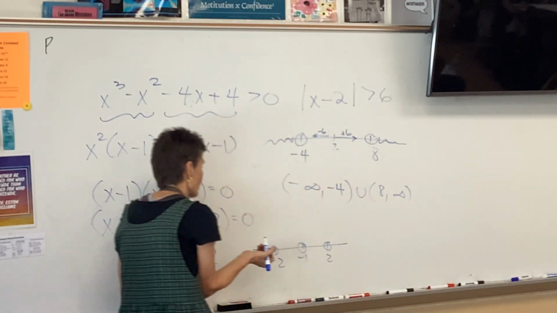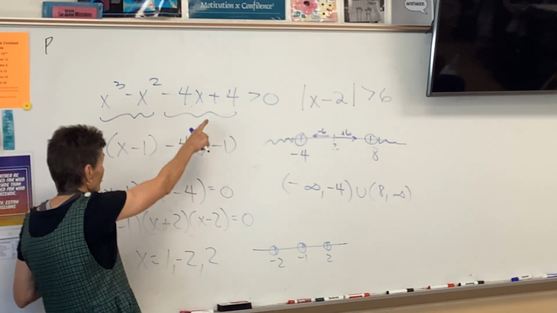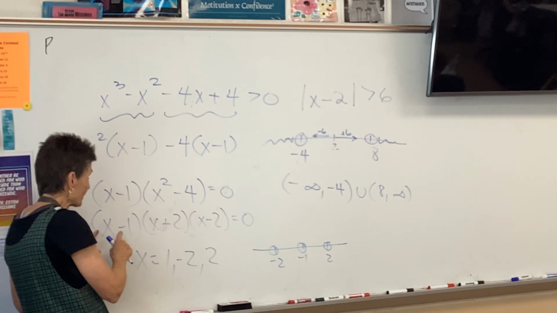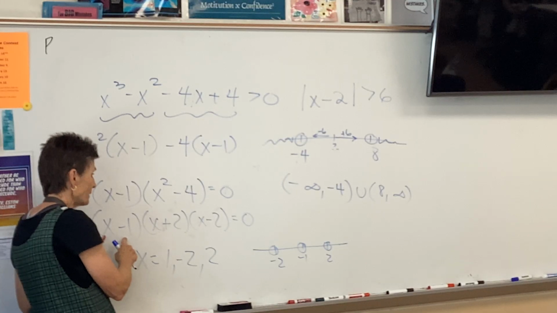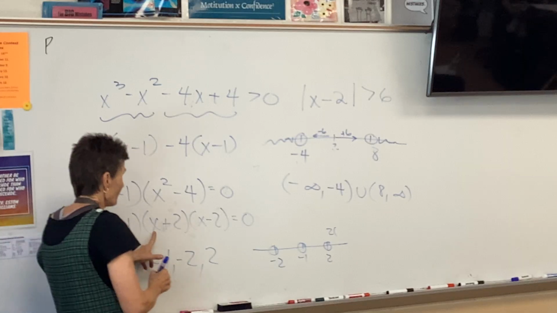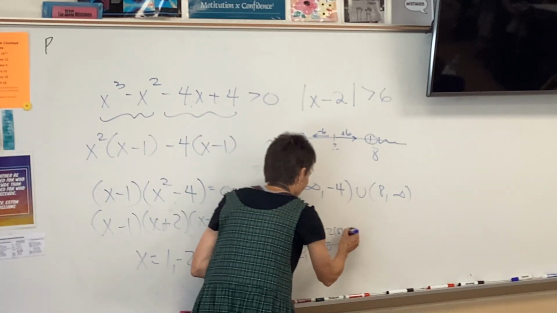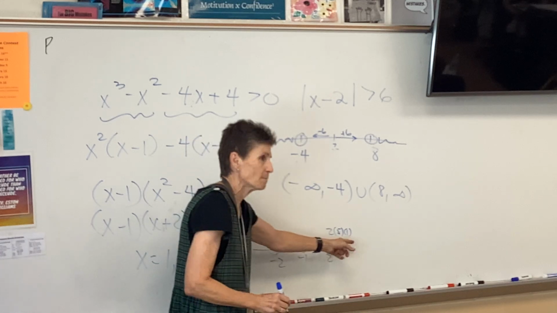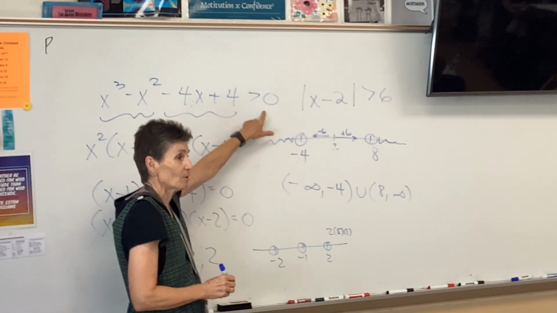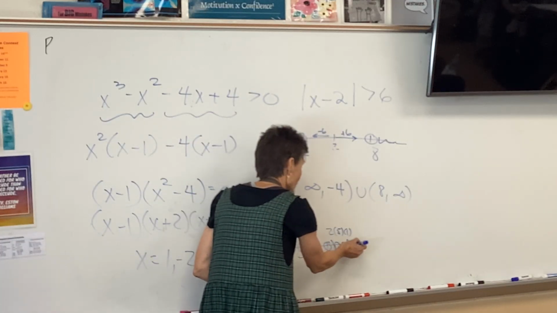But if I put 3 in, you can put it in up here, or you can put it in factors, I like to put it in factors. So 3 minus 1 gives me 2, that's a positive number. 3 plus 2 gives me 5. 3 minus 2 gives me 1. If I multiply 2 times 5 times 1, am I bigger than 0? Yep. That means this section is shaded.